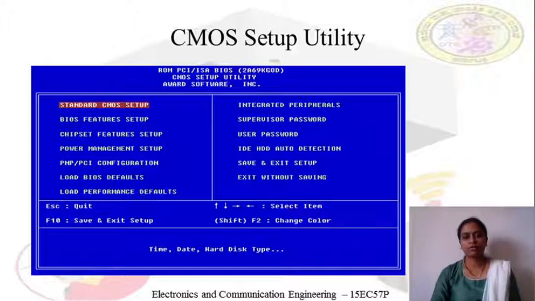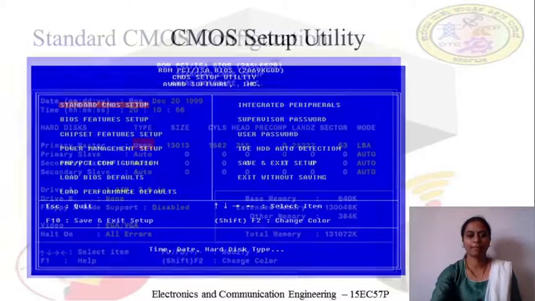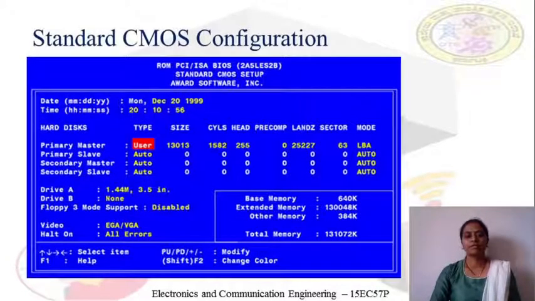In the lower portion, you can observe which are the keys to be used to select and which keys you can use to quit or to save. See, the down arrow, left arrow and right arrow can be used to select different items. If you want to save and exit, then press F10. If you want to quit, then press escape. So this is the first configuration, that is standard CMOS configuration. It is used to configure date, time and different hard disk configuration settings.